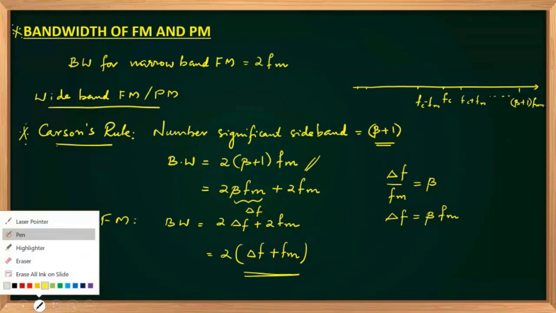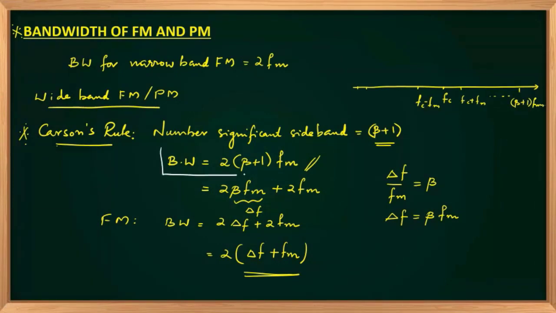So you should note these equations. Bandwidth equals 2 into (beta plus 1) into FM. When you compare the bandwidth of wideband FM with the bandwidth of AM systems, what is the difference? In the case of an FM or PM system, beta also determines the value of bandwidth. So bandwidth depends on the modulation index also. As the modulation index is more, the bandwidth will be more.